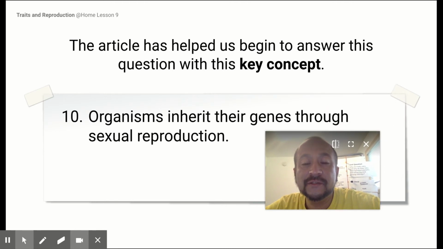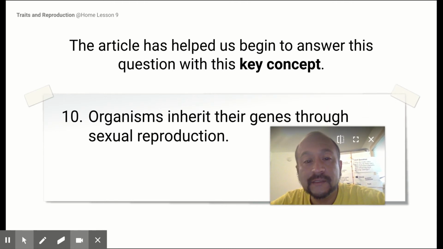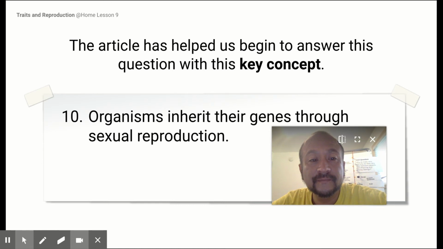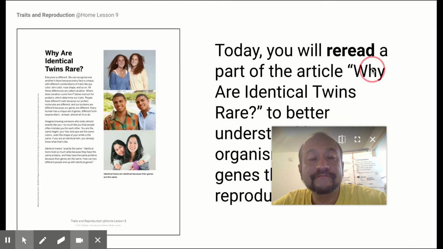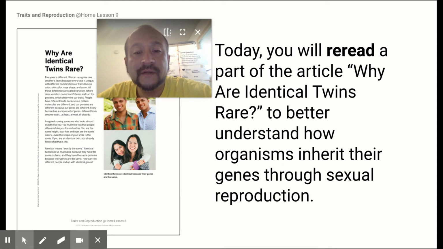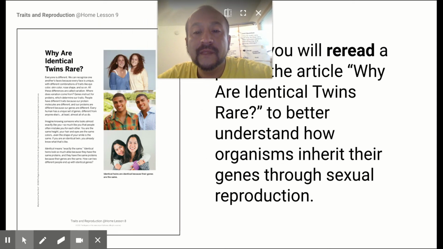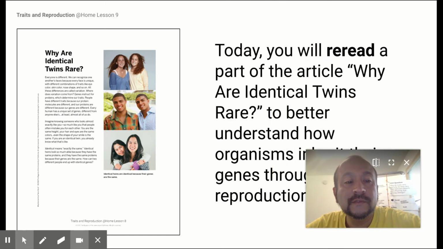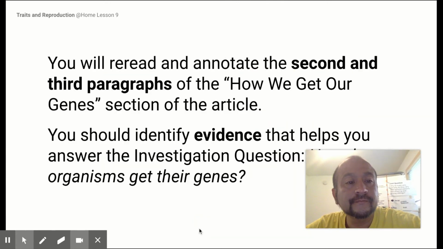Organisms inherit their genes through sexual reproduction. So, yeah, you are a product of your parents, and that's how you inherit your genes. Today, you're going to reread a part of the article, "Why Are Identical Twins Rare?" to better understand how organisms inherit their genes through sexual reproduction. And we're going to reread and annotate the second and third paragraphs of "How We Get Our Genes."